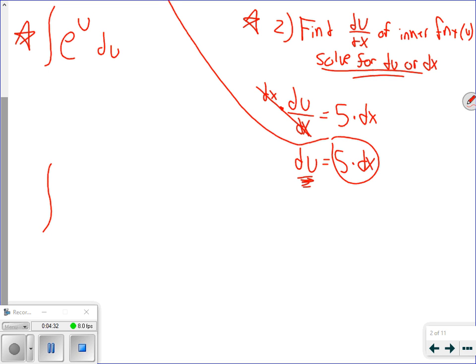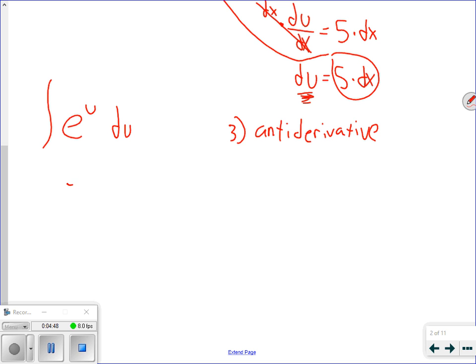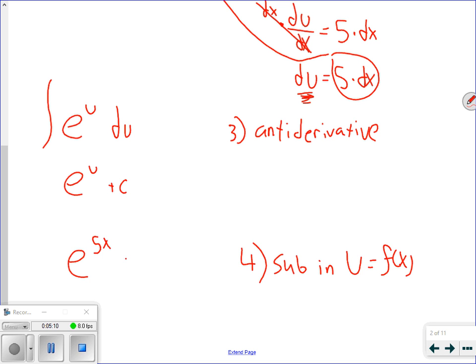In my third step, I'm just going to take the antiderivative, and I can do the rest of the work. The antiderivative of e to the u is just e to the u plus c. And then in step 4, we just sub back in for u whatever the function was. We just substitute back in for x. So if I do that, I got e to the 5x plus c.